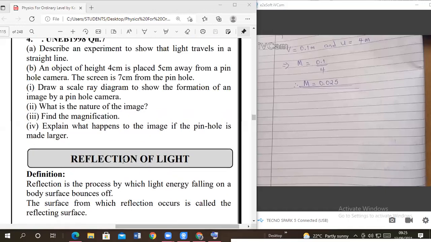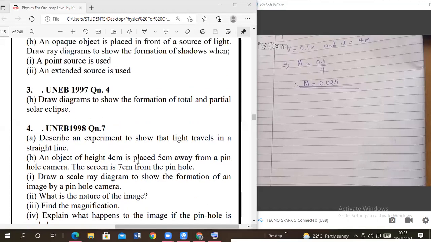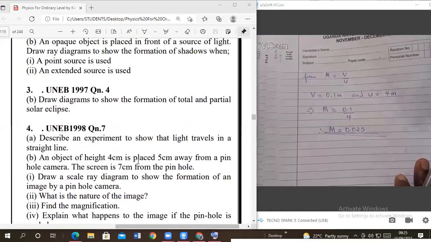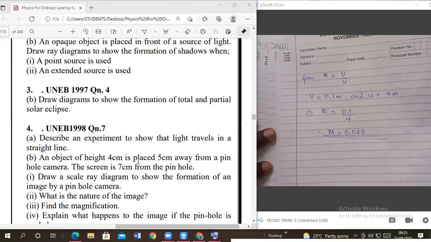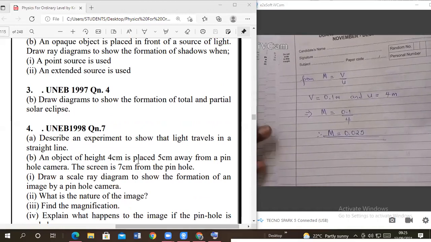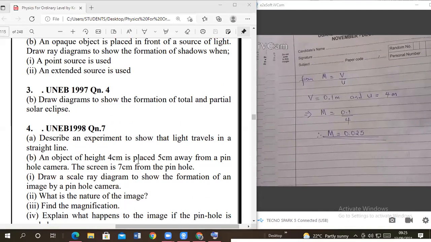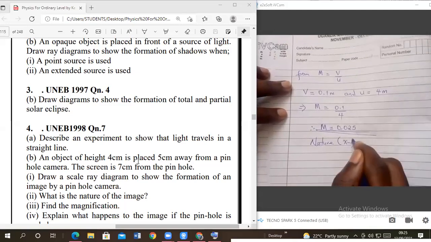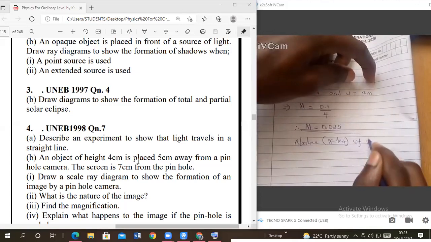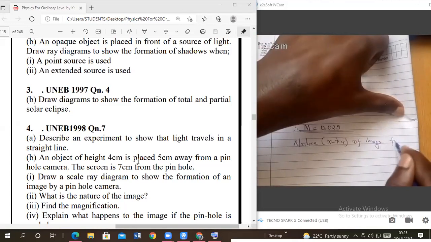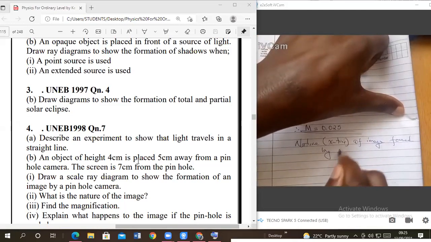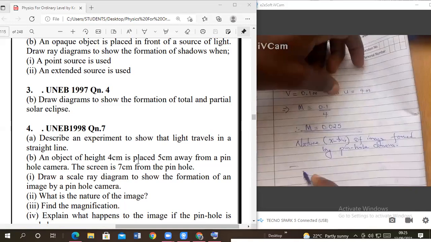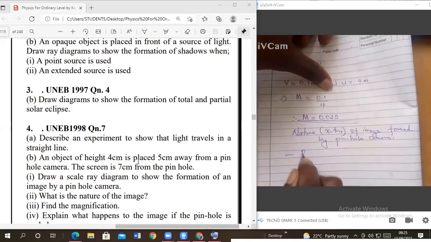But before we go to reflection, let's look at something brief. Remember we talked about the nature of the image formed by a pinhole camera. Who can remind us of the nature or characteristics of the image formed by a pinhole camera? The image is inverted. The image is real. Good.